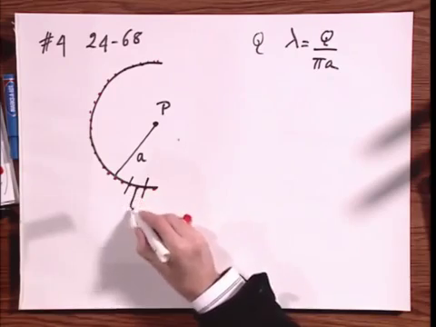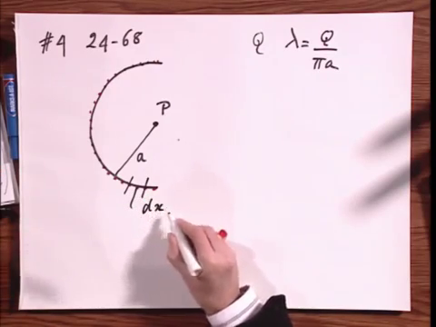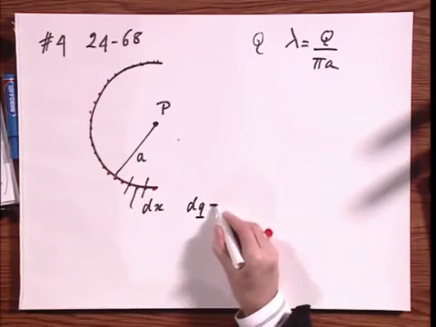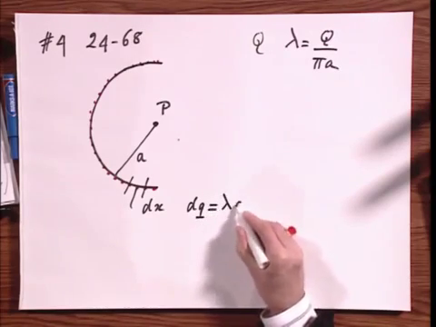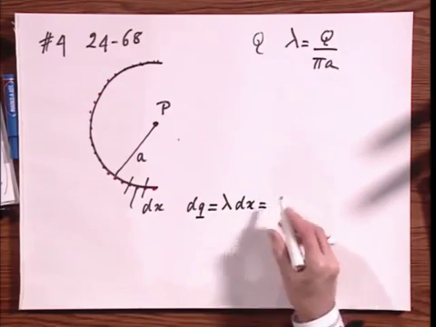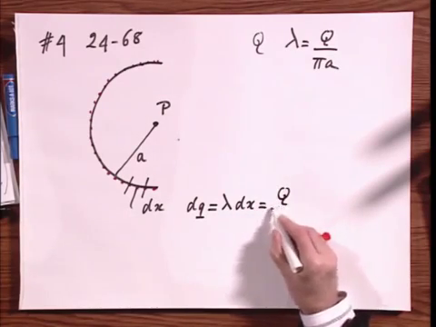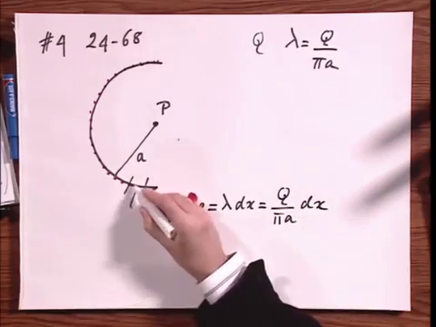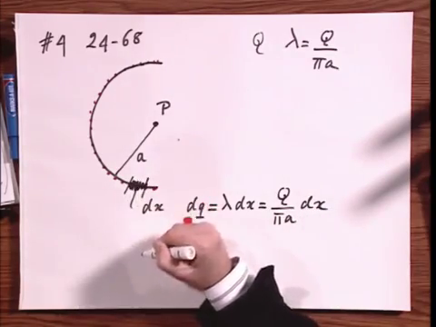I'm going to carve out here a little section dx. That little section dx contains a charge dq, which is lambda times dx, which is therefore Q divided by pi A times dx. That is the little amount of charge here.